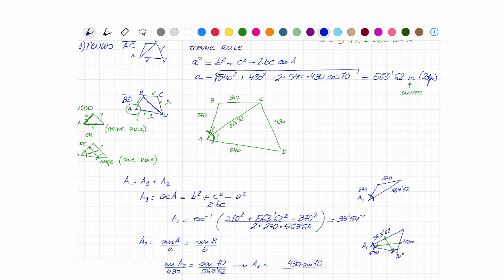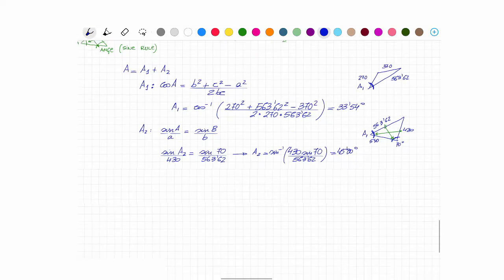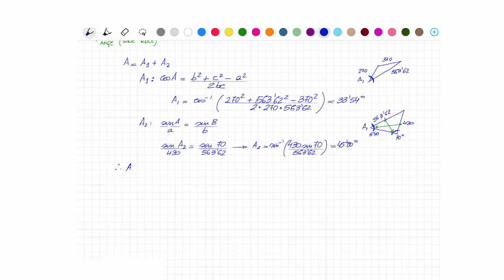I'm doing it here so we don't have to scroll. A2 gives me 45.80 degrees, therefore A equals 33.54 plus 45.80, 79.34, and I round to 80 degrees.